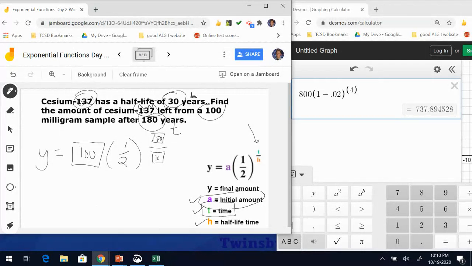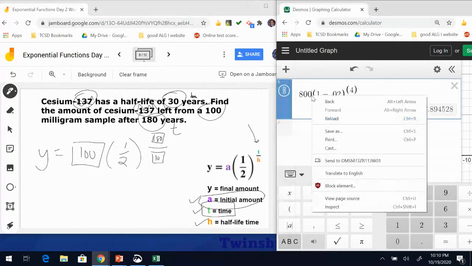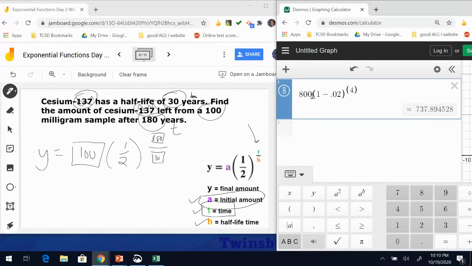I can do one of two things. I can just type that in to Desmos, maybe 100. This is obviously going to be what? 1 divided by 2, because it's my half-life. And then I could even do 180 divided by 30.